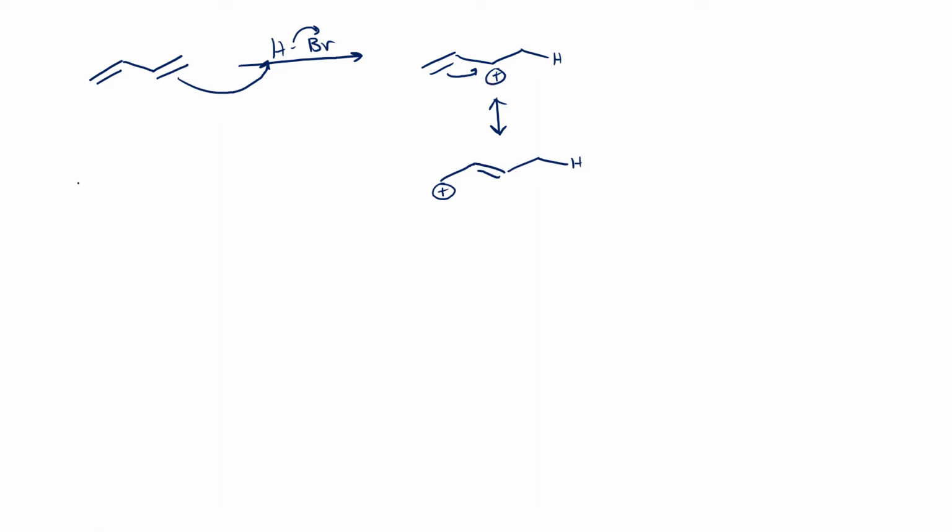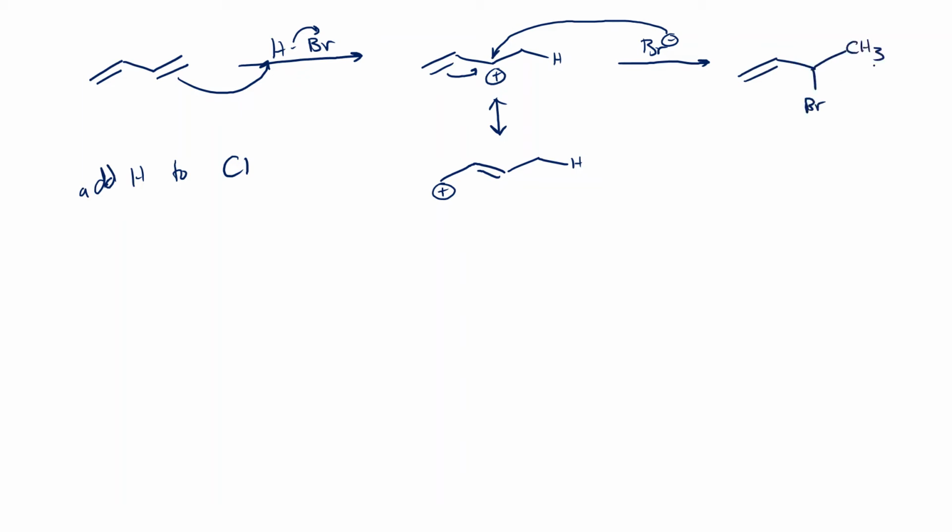So notice that we've added the hydrogen to carbon 1, and now we have a cation at carbon 2 and carbon 4. And we also have Br minus around. And so now the question is, where is Br minus going to go? And the answer is it goes to both positions. So the bromine can add to carbon 2. We get a product that looks like this. The hydrogen has been added to this carbon. We have a methyl group now. We get 3-bromo-1-butene as our product here.